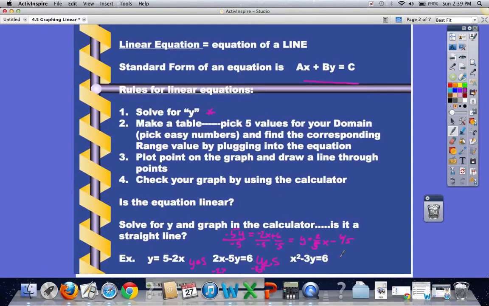All right, and then the last one, we need to solve it for y, so I'm going to subtract x squared from both sides. So negative 3y is equal to negative x squared plus 6, and divide everything by negative 3. This one's going to simplify. Y is equal to positive 1/3 x squared. A negative divided by a negative is positive.